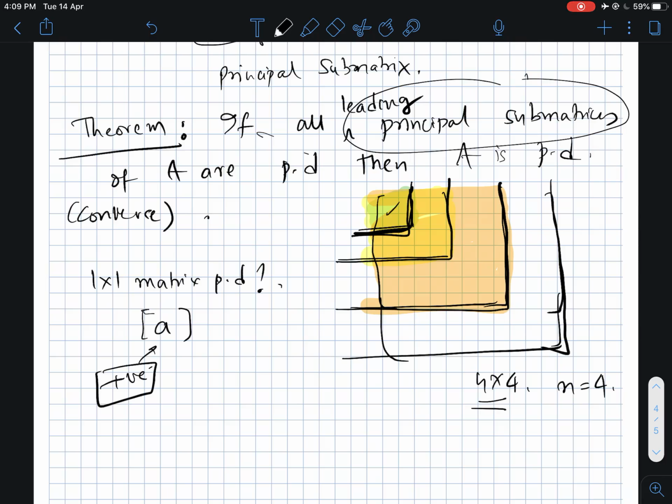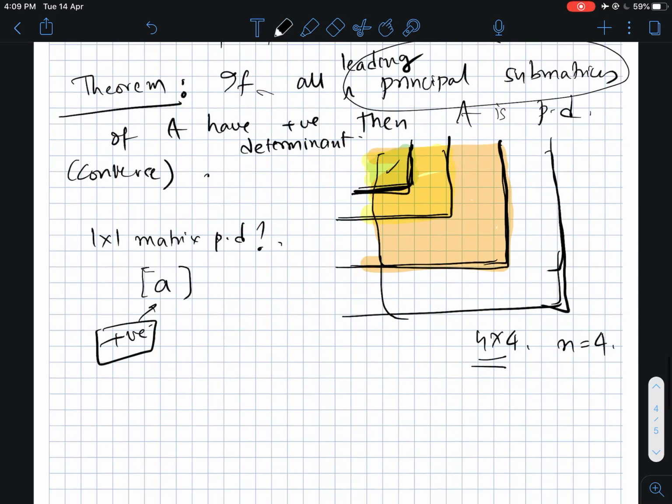In fact, to take things even further, I don't even have to check that they're positive definite. I just need to check that their determinant is positive. If it is positive definite, then definitely the determinant is positive. That's a weird sentence, but yeah. So all I need to do is check that this matrix over here, this matrix over here, and this matrix over here have positive determinants. Then A is definitely positive definite. This is called Sylvester's criterion.